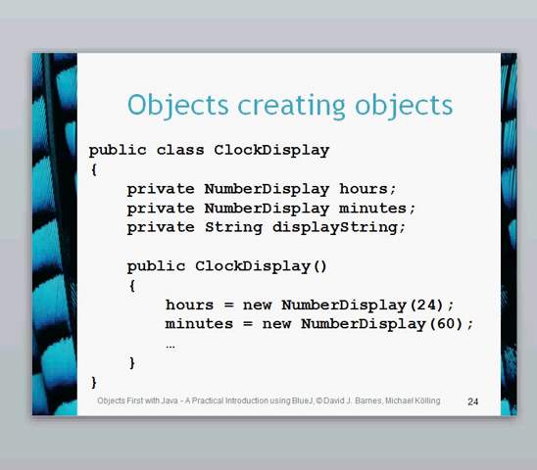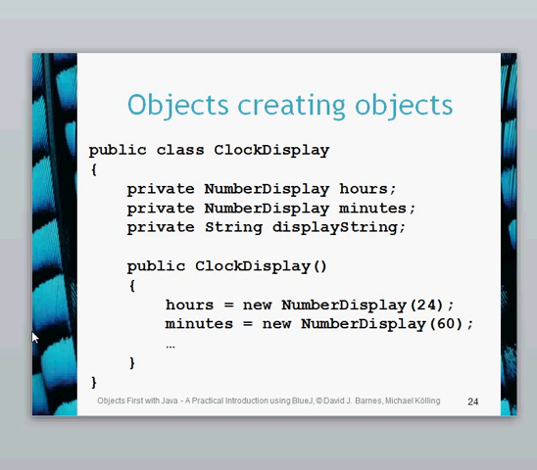Going back and looking at our clock display class, which we're going to look at in a second, this shows our three different fields we've got. So we've got our two number display type fields, and then we've also got a single string type field called display string. You're going to see that the constructor to create the clock display object doesn't take any parameters, and it simply creates our new objects.